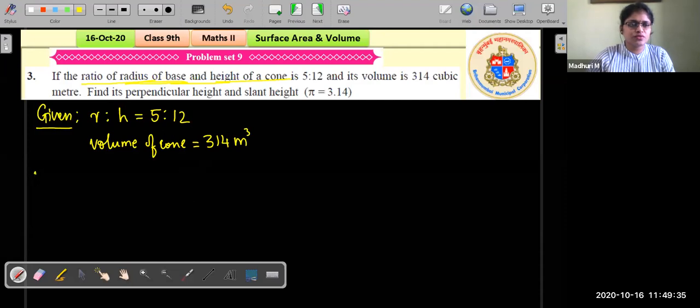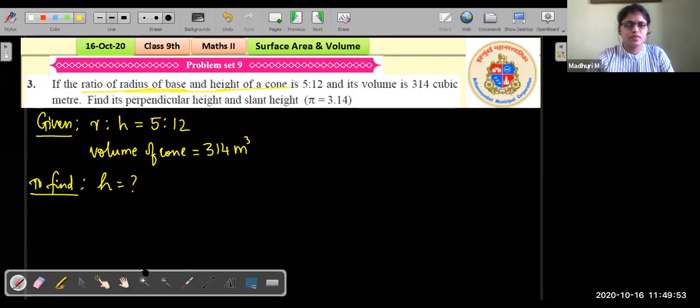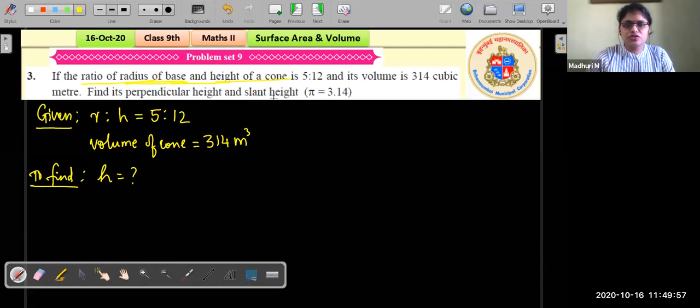And what are we asked to find? We are asked to find its perpendicular height and slant height. So perpendicular height is h. We need to find this. And the next thing that we are asked to find is slant height, that is L. L equals question mark. So we are asked to find these two, height and the slant height, fine.